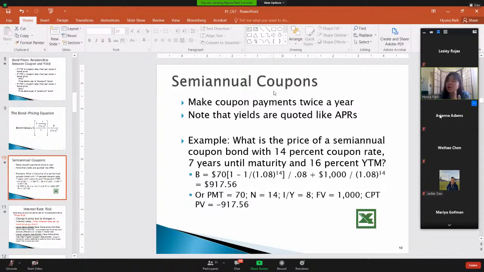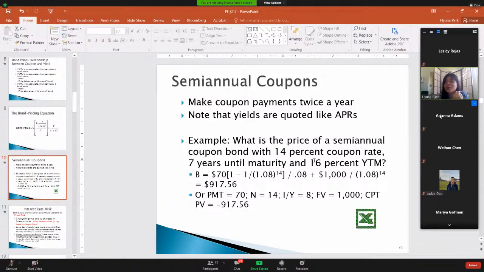Bonds in the real world usually make semi-annual coupon payments, but the quoted coupon rate and yield to maturity are annual rates. So when you're solving a semi-annual coupon paying bond problem, you should know how to adjust those numbers. So what's the price of a semi-annual coupon bond with a 14% coupon rate, 7 years until maturity, and 16% yield to maturity? Which numbers should you enter to calculate this bond price? 1,000 is the par value, but what's the payment?